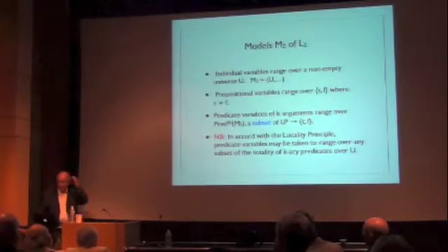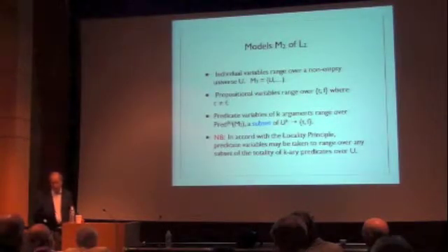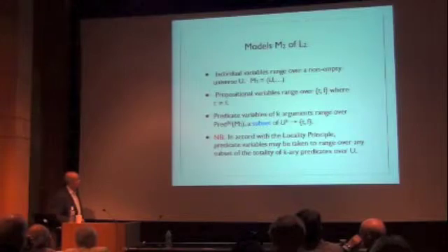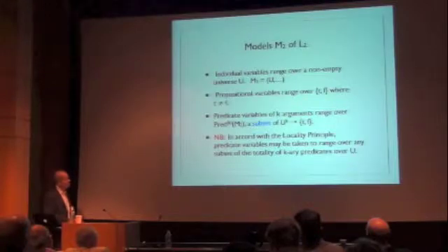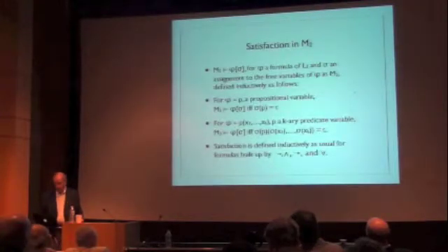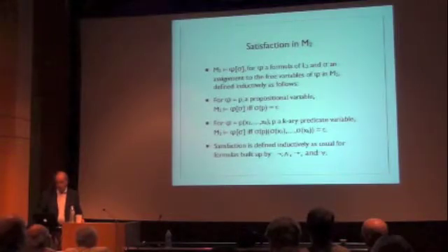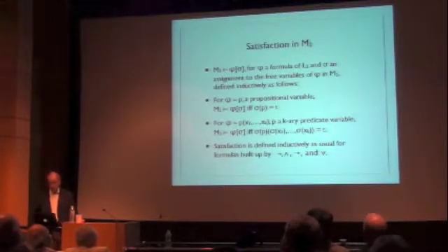And semantically, for this meta-language, the interpretation is that the individual variables range over a non-empty universe U. T and F are the range of the propositional variables, representing truth and falsity. Predicate variables range over propositional functions of the right number of arguments. And they may, in accordance with the locality principle, be taken to range over any subset of the totality of K-ary predicates over U. And satisfaction is defined in the standard way, starting with a propositional variable and an assignment to it, that it's true just in case it's true.